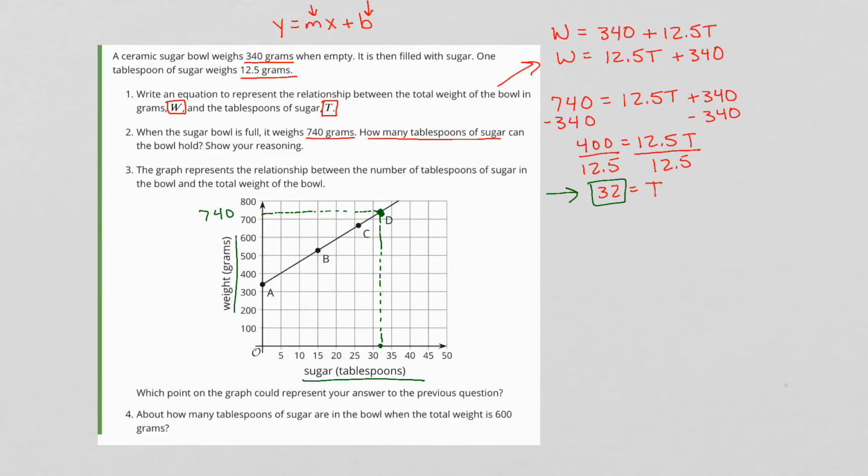So a graph is very useful because we can figure out how many tablespoons of sugar will make the sugar bowl weigh any weight using this linear equation, or using the graph of the linear equation as well.